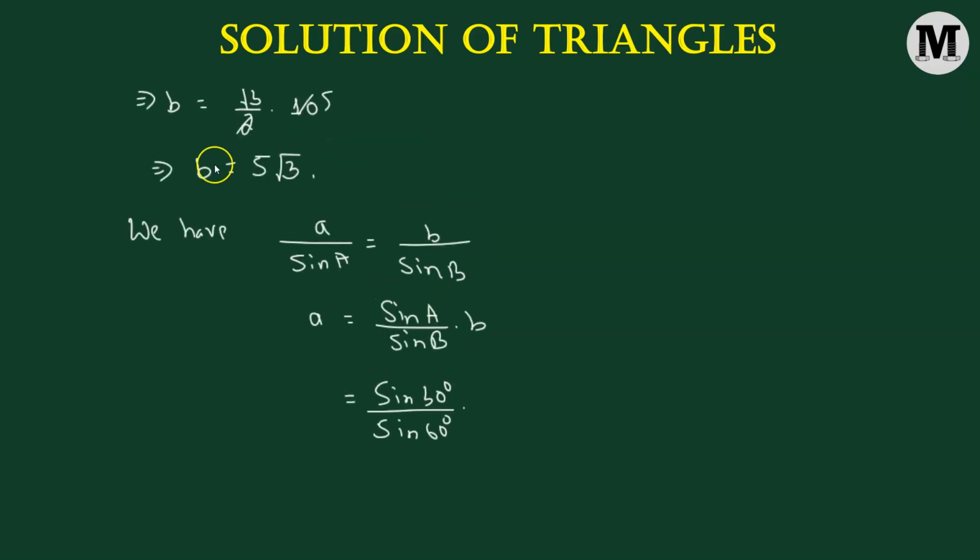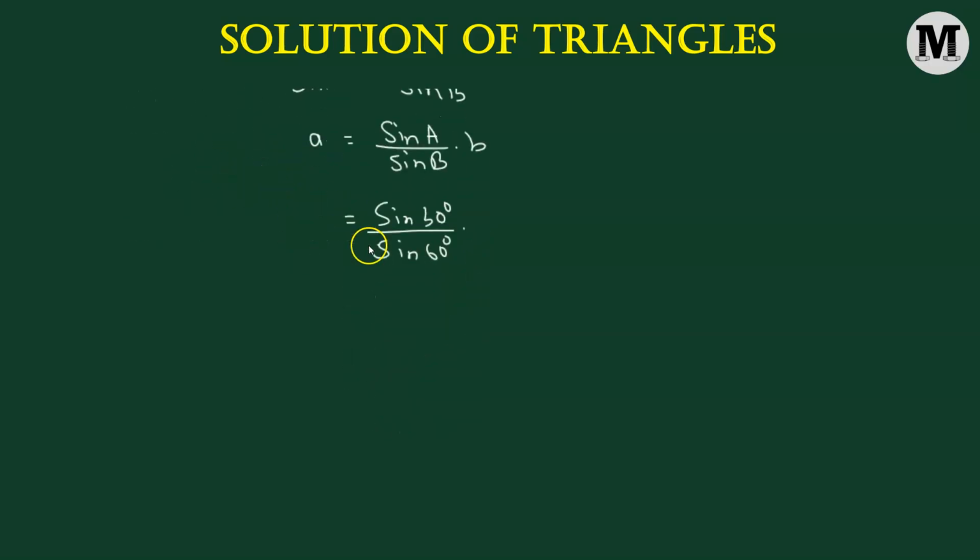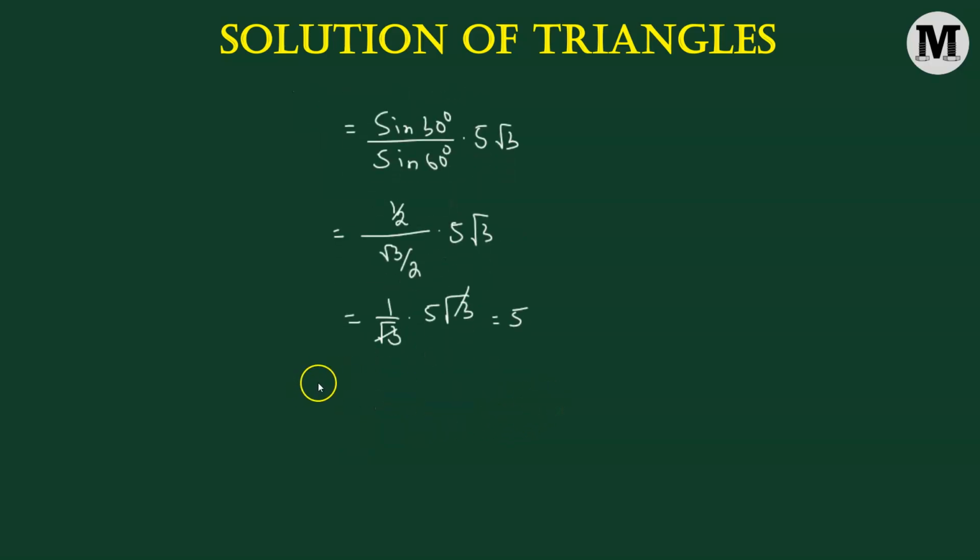So we obtained the value of b just now, that's 5 times square root of 3. Let's use the value. So we have 5 times square root of 3. Okay, so sine 30 degrees is 1 over 2, divided by sine 60 degrees, so that's square root of 3 over 2. Multiply to 5 times square root of 3. So we are going to get 1 over square root of 3 multiplied to 5 times square root of 3. So here we can factor out square root of 3, and this is going to leave us with 5. So that means we have obtained the value of a to be equal to 5.